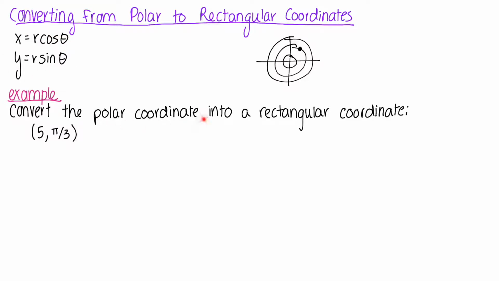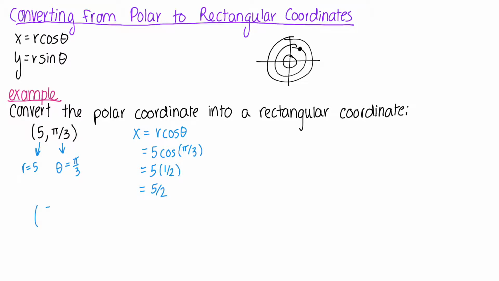So converting a polar coordinate into a rectangular coordinate, I have the point 5 comma pi over 3. To find the x value, I would do r cosine theta. This r is equal to 5. Theta is equal to pi over 3. So 5 cosine of pi over 3. Cosine of pi over 3 is going to be 1/2. So I get 5/2 for my x value. So I'm going to do x comma y down here.